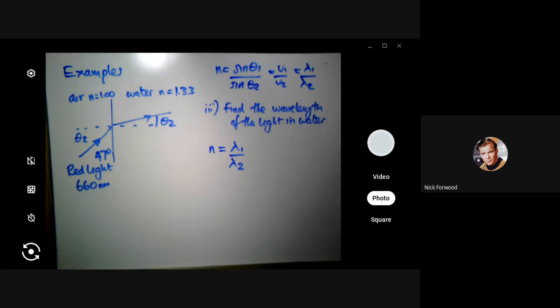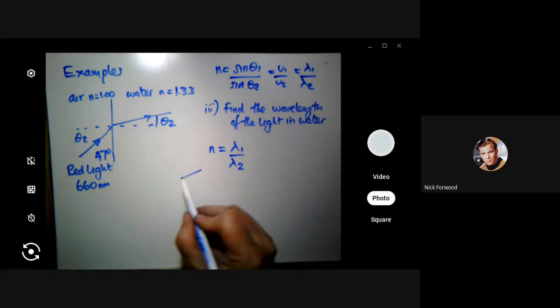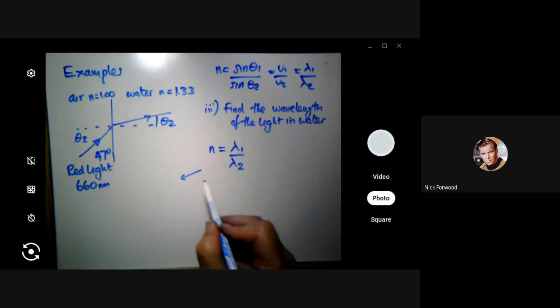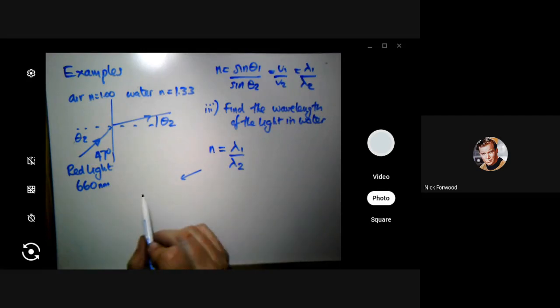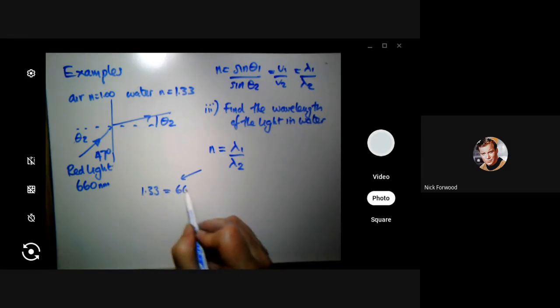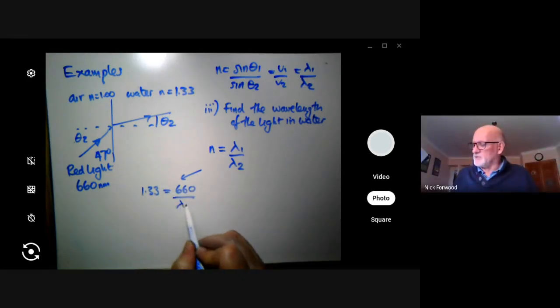If you want to do the whole thing, you can, and I'll do both because both will give you exactly the same answer. So first of all, I'm going to use 660. Second one, I'm going to use 660 times 10 to the negative 9. And here we go. So we've got method 1, where you can just use 660, and we get, put in the numbers, 1.33 equals 660 over lambda 2.